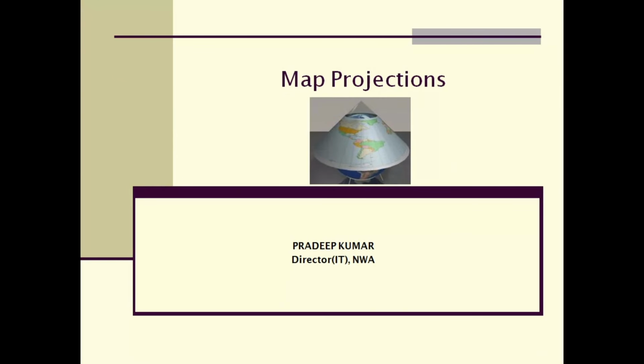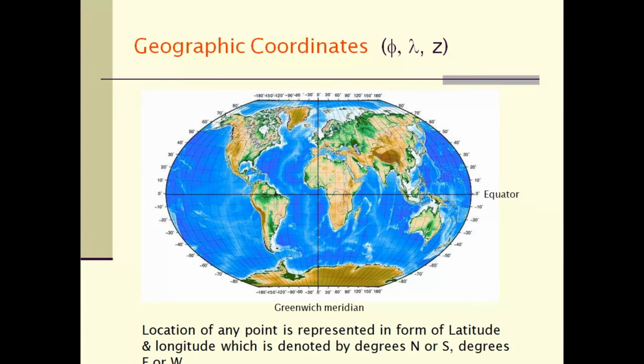Now, map projection. What is map projection? It is a geographical coordinate system. I think everybody knows, here any point on earth is represented by longitude and latitude information, and Z is the height from the MSL value. So this is your GCS system, meaning we are working in degrees.